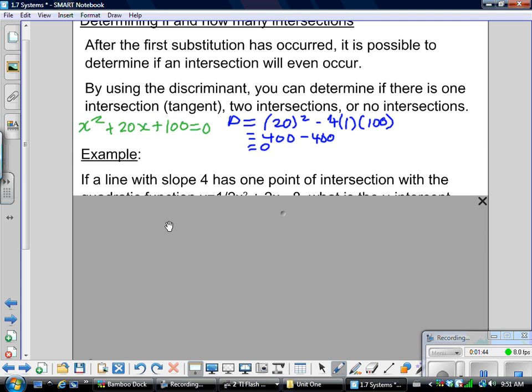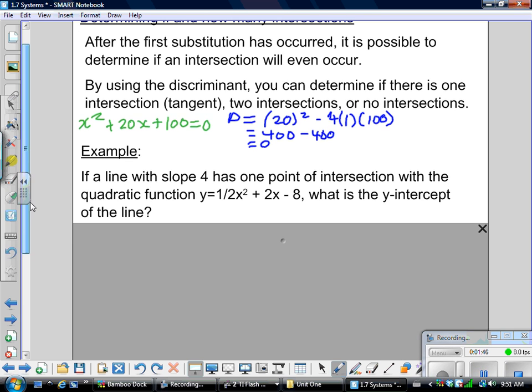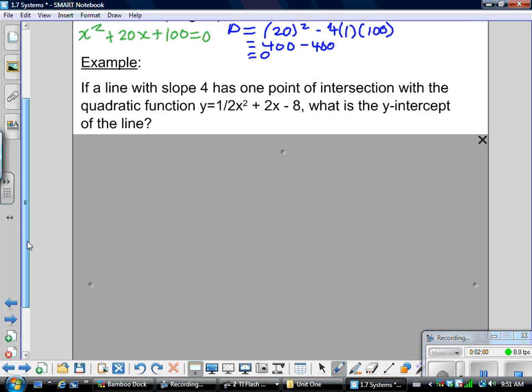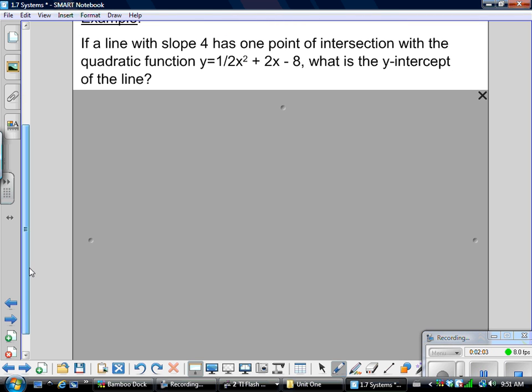Now another thing that we can do is a question similar to this. It says, if a line with a slope of 4 has one point of intersection with the quadratic function that's here, what is the y-intercept of the line? So a little bit different setup than our previous example. So what do I need to know?